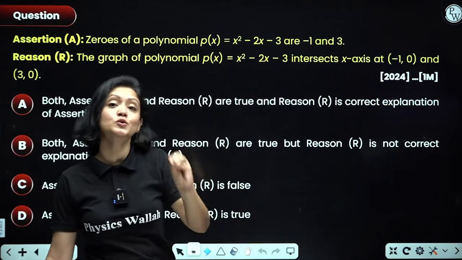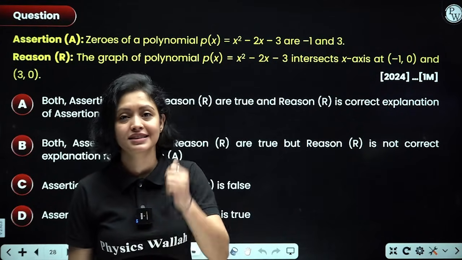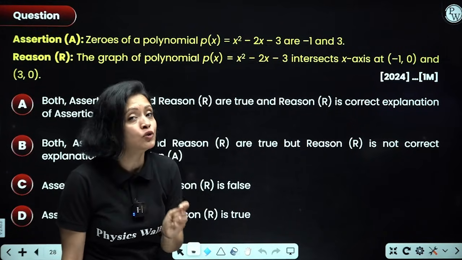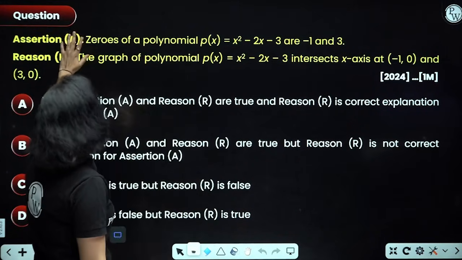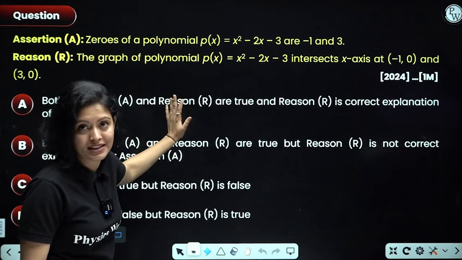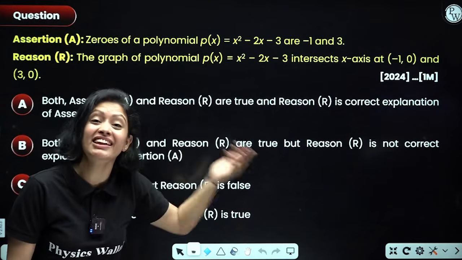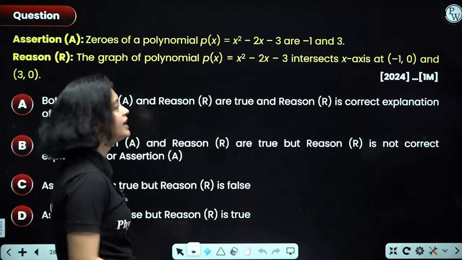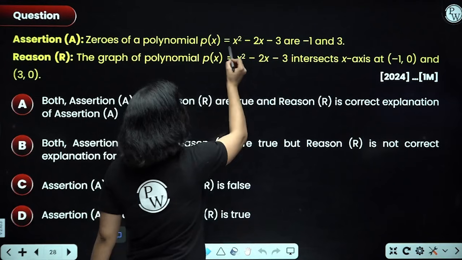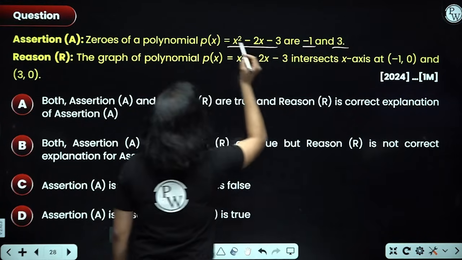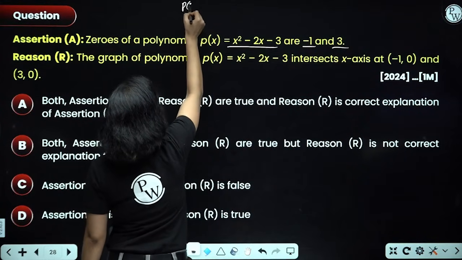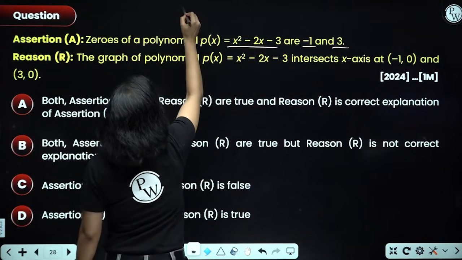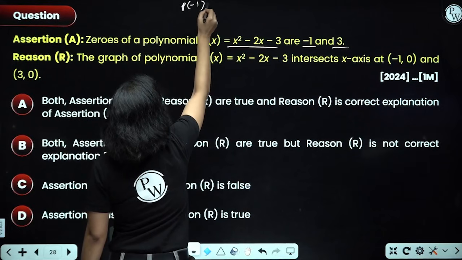So, how do you solve assertion-reason type questions? This is the first thing you should know. In an assertion-reason type question, the first thing you need to do is check the validity of both the statements, whether the statements are even correct individually or not. So, let's start by checking whether the first statement is correct or not. They are saying that the zeros of x² - 2x - 3 are -1 and 3. So, all you need to do is put in p(-1) and see whether it comes out to be 0 or not. See, p(-1), is it coming out to be 0 or not?